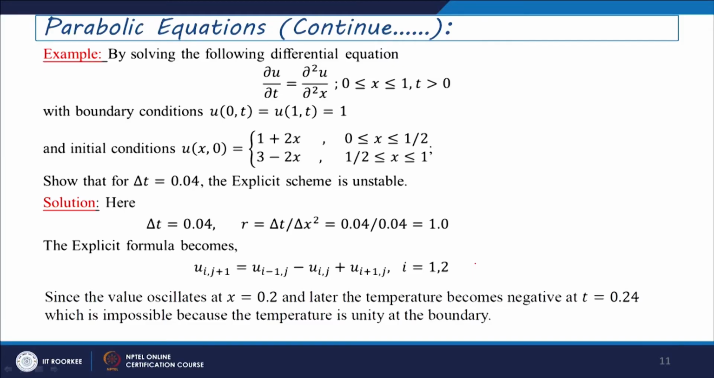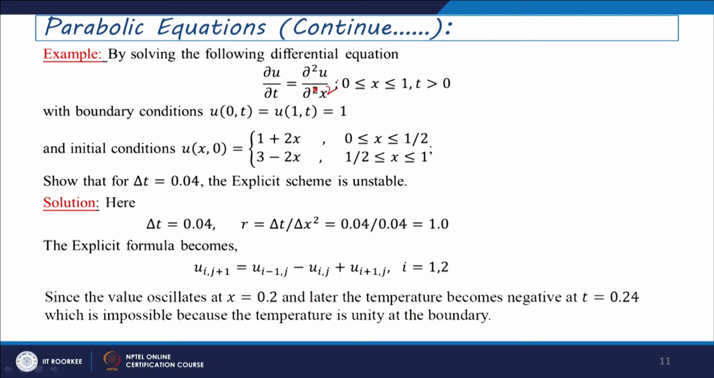So, for a practical example, if you consider and apply this stability criteria, if it is not justified, how it comes into the picture, that we will discuss in this example. So, if you go for the solution of this partial differential equation here, that is in the form of del u by del t equals del square u by del x square.